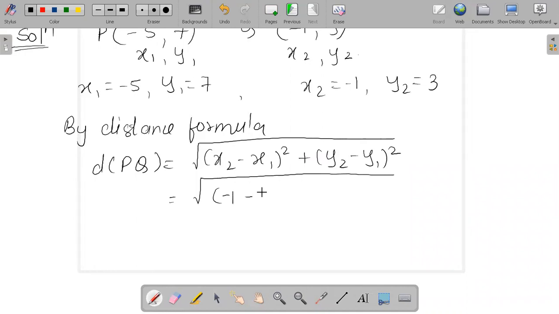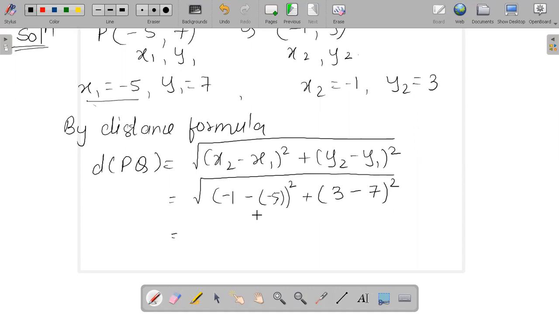Minus x1, look here, x1 is -5. So this becomes -1 minus of -5 the whole square. Plus y2 is 3, here 3 minus y1 is 7. So 3 minus 7 the whole square.